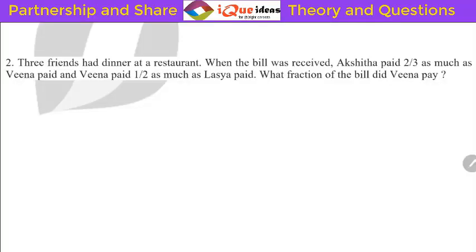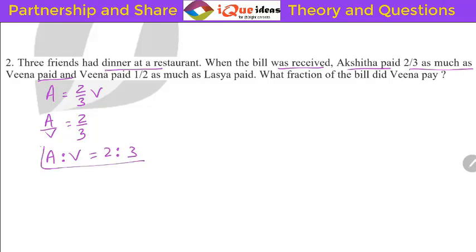Now let's take up the second question. The second question is not directly related to the concept that we have just done, but it is related to share. It says when the bill was received in a restaurant by 3 people, one person paid 2/3 as much as the other person. So A is equal to 2/3 V. So we have A by V equal to 2/3, or we can also say A is to V is 2:3.